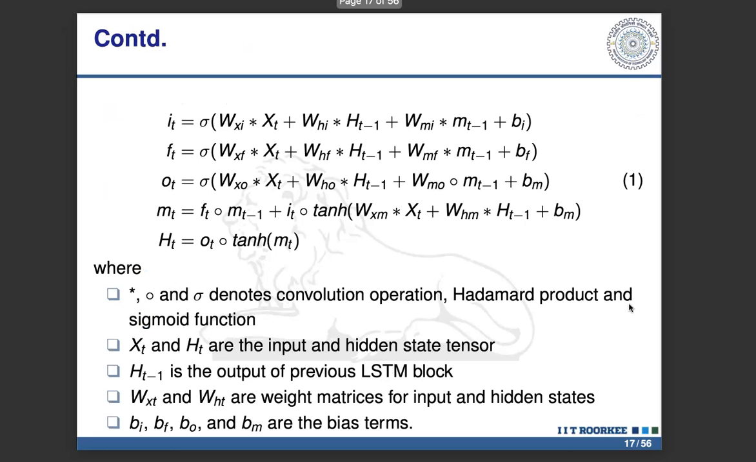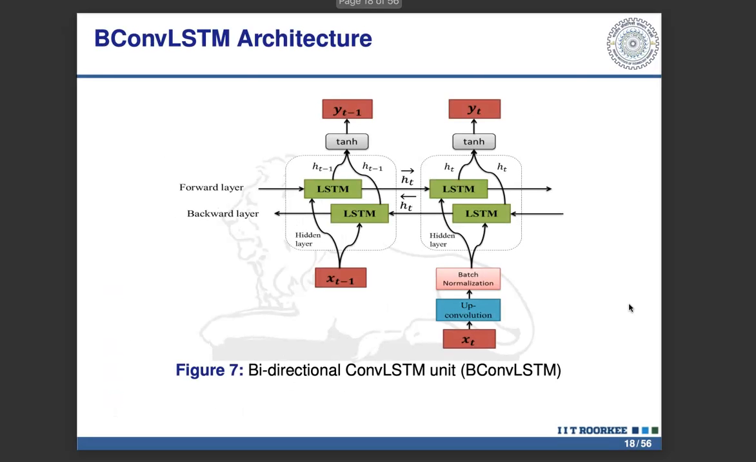The equations for the different gates are shown in equation 1, where xt and ht are the input and hidden state tensors, and ht-1 is the output of the previous LSTM block. The architecture of the bidirectional convolutional LSTM is shown in figure 7, wherein the forward layer and backward layer inputs from the corresponding encoder and the current layer are added together using the tanh activation function and given as output for producing output at the next layer.